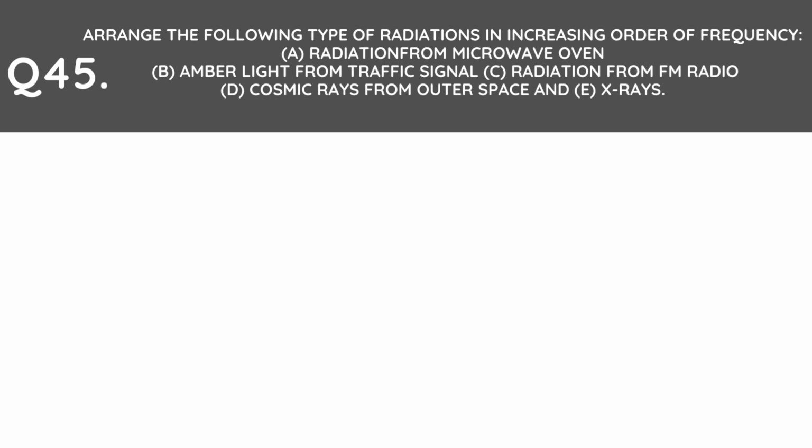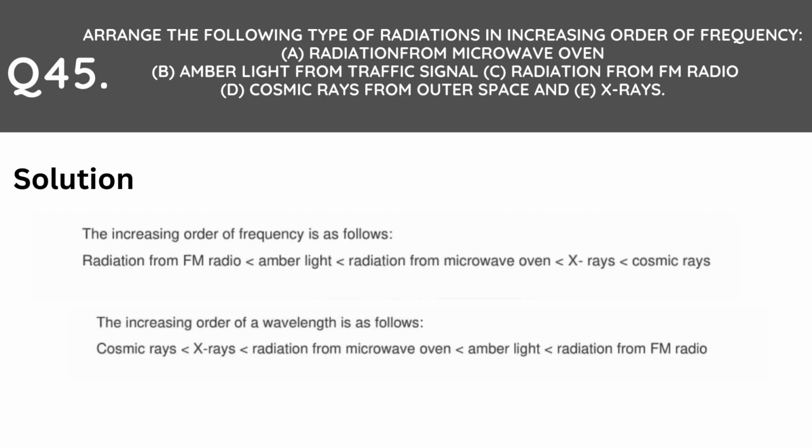A. Radiation from microwave oven. B. Amber light from traffic signal. C. Radiation from FM radio. D. Cosmic rays from outer space. And E. X-rays. Solution: the increasing order of frequency is as follows.